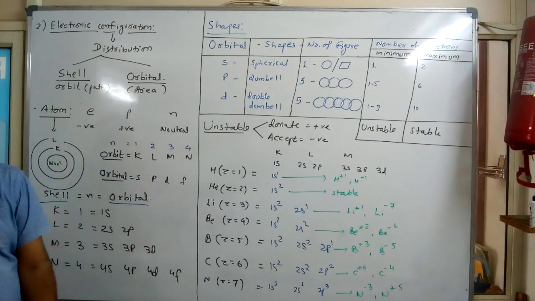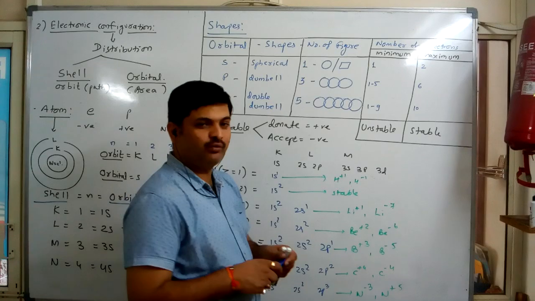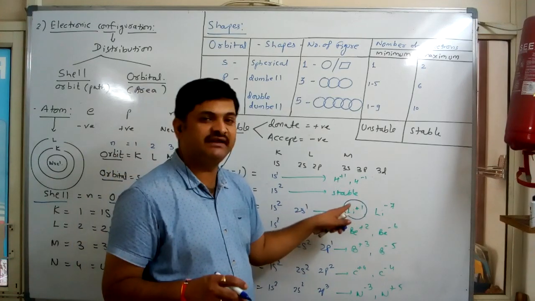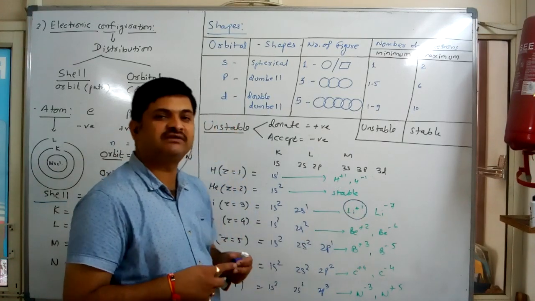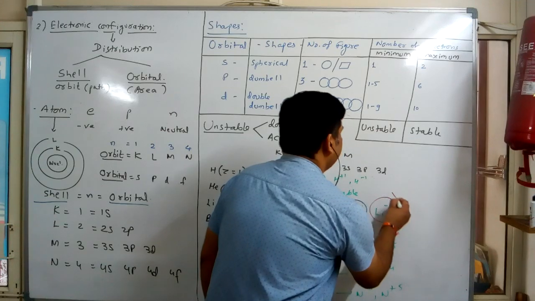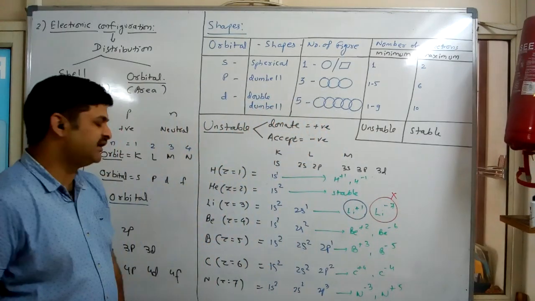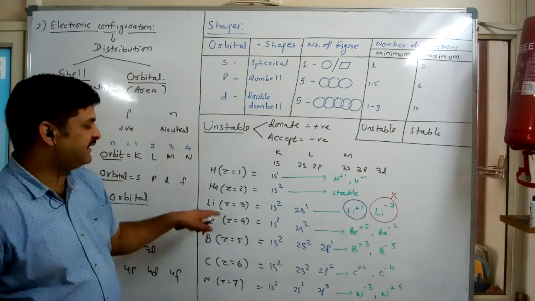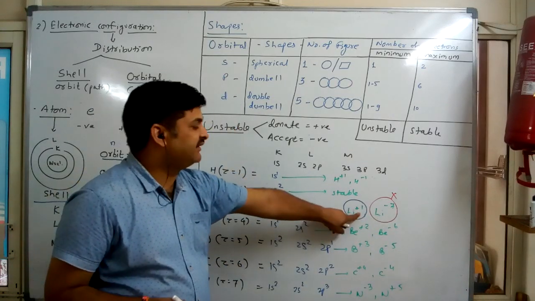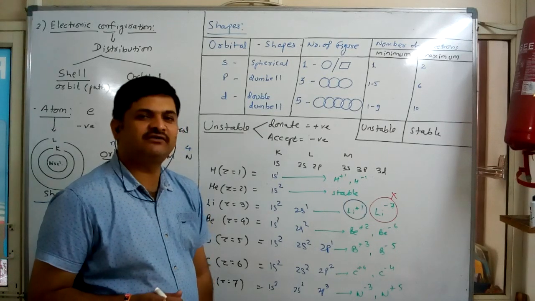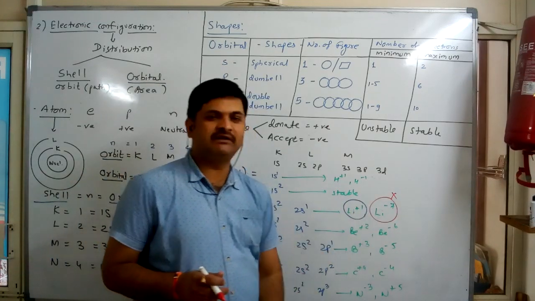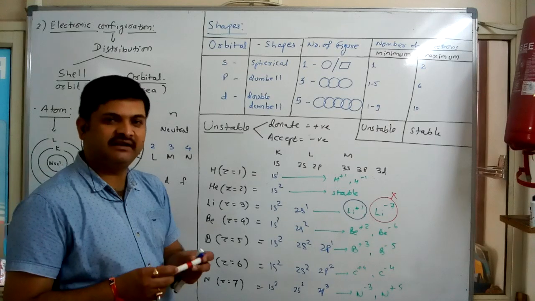But here, which one is possible practically? To donate 1 electron is easy, but to accept 7 electrons is tough for lithium. Therefore, experimentally, in the case of lithium, -7 is not possible. But +1 is possible. Correct? Again I am repeating: in the case of lithium, +1 and -7 both will come. But to donate 1 electron is easy, and to accept 7 electrons is tough. Therefore, in the case of lithium, +1 is possible, but -7 is not possible practically.